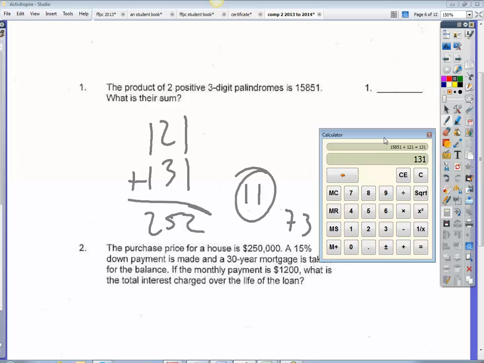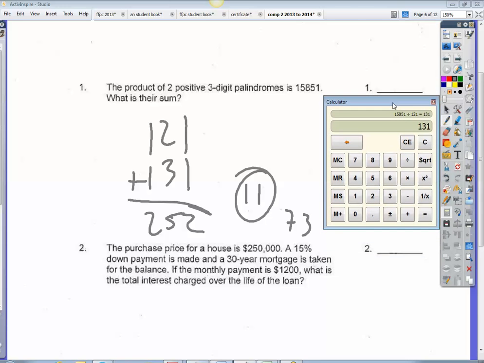Alright, I don't have a magic bullet for that one other than trying palindromes and trying to narrow it down. So once I did my first one and it got way too big of an answer, then I made it much, much smaller.